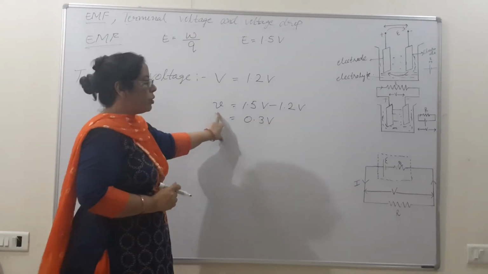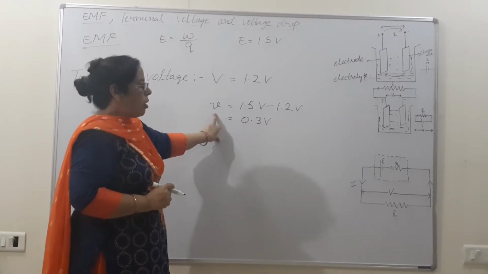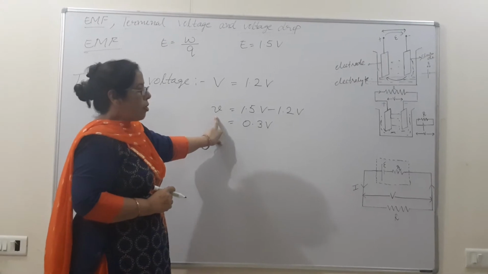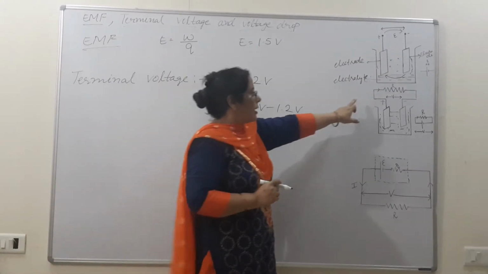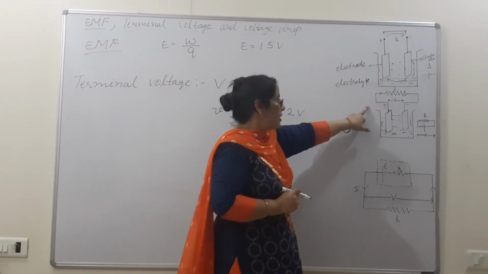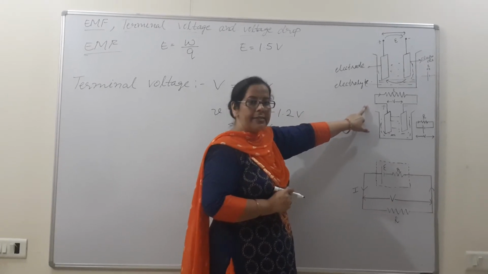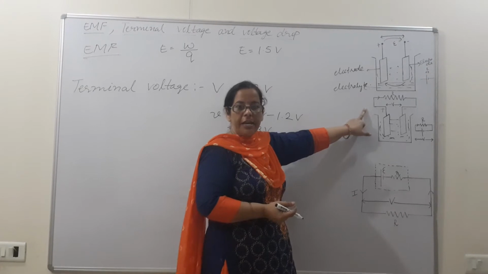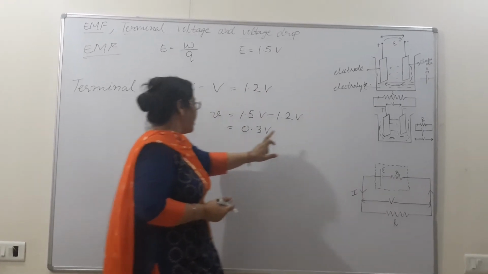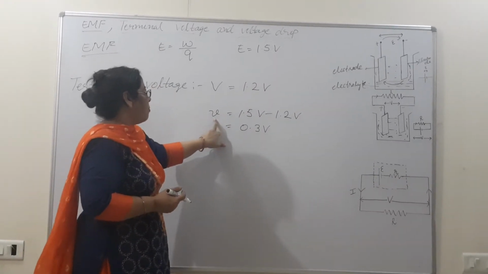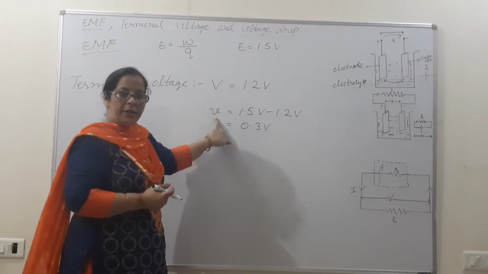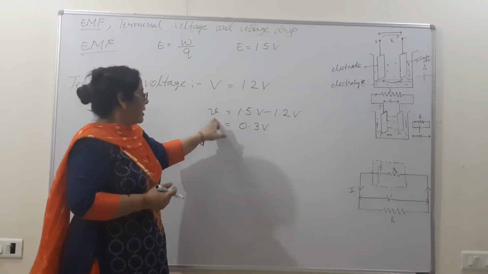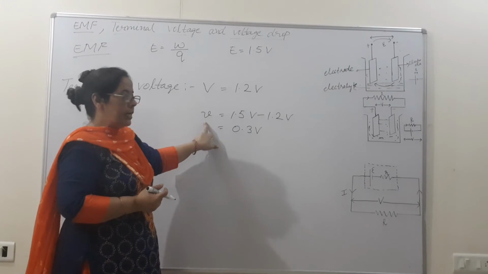Now why is that voltage drop there? Voltage drop is there because we are drawing current from the cell. So surely the ions have to do more work, their energy gets wasted, and that energy appears in the form of this voltage drop. That loss in energy is in the form of voltage drop.